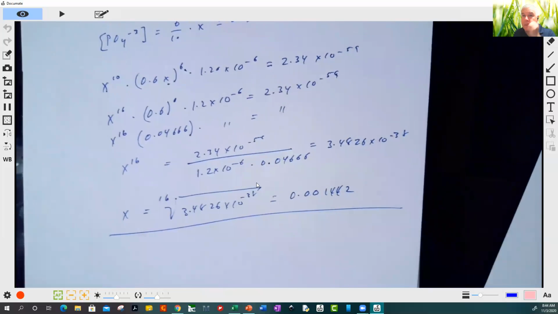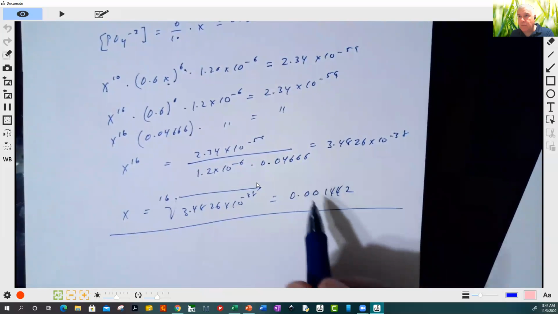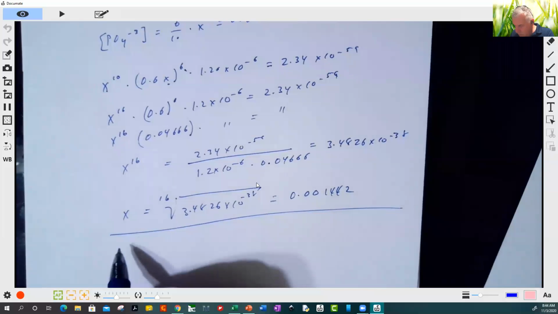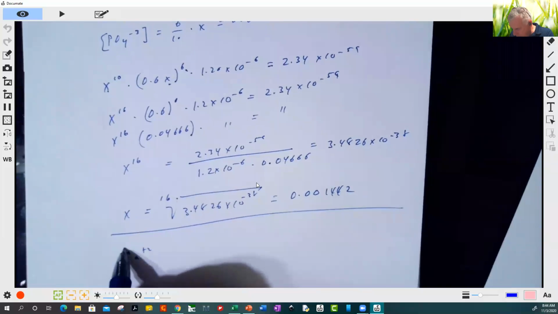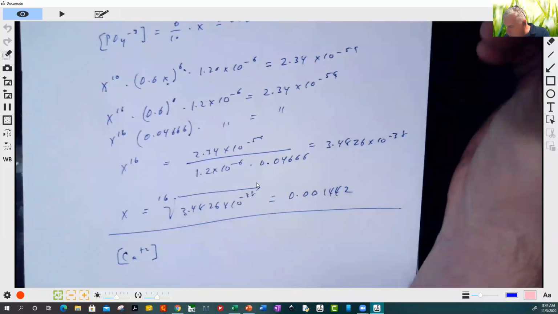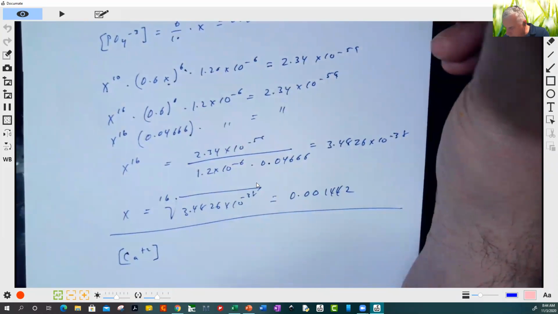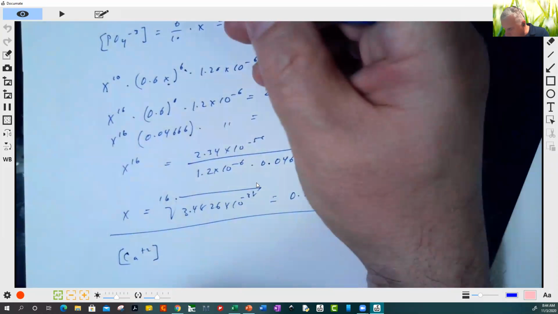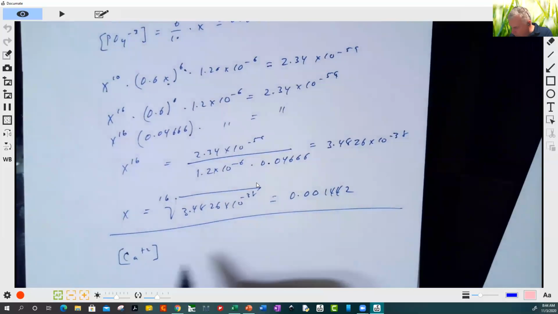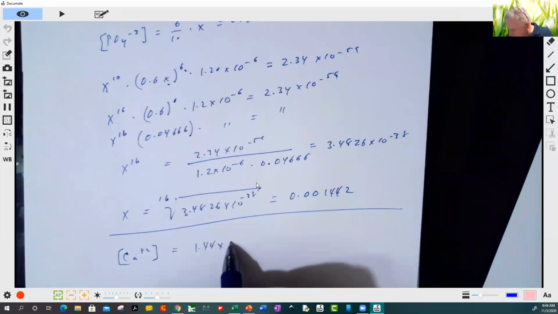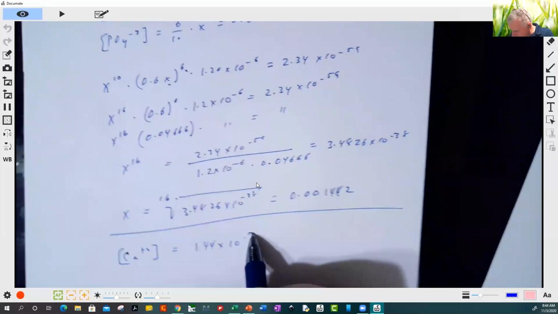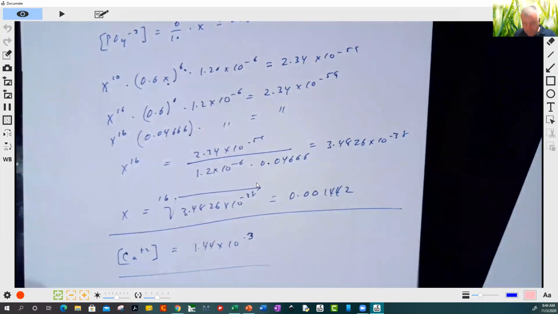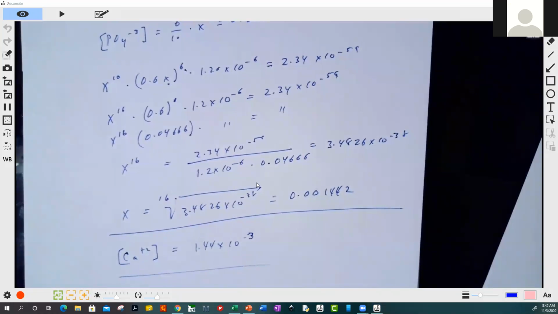To put this in proper sig figs, this is calcium. There are 3 sig figs, so we'll round this to 3 sig figs. So this is going to equal 1.44 times 10 to the minus 3. And I think that's the correct answer here. Yes, that's what I got too.